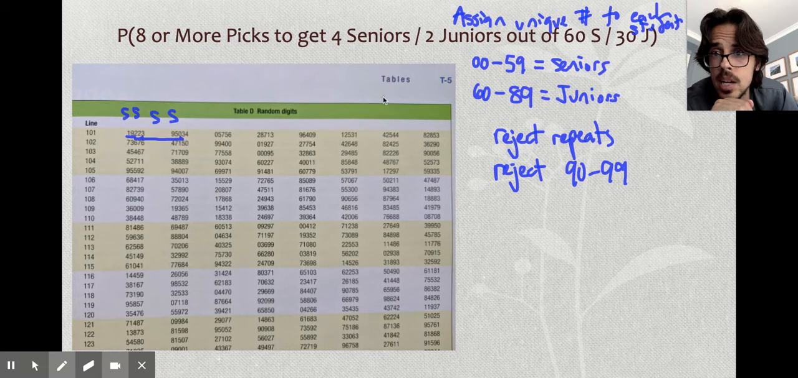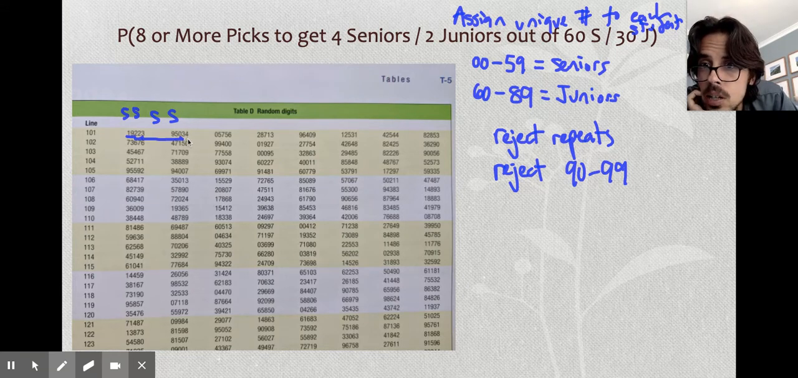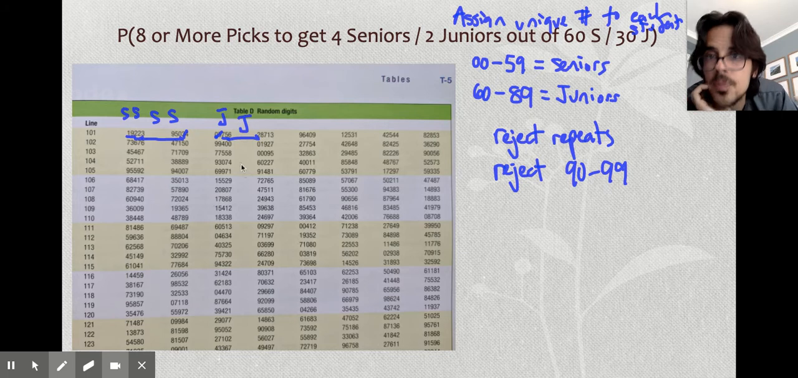Any more seniors that I get, I would want to throw away. 34 is another senior. It's kind of hard to see right here. Yeah, 34 is a senior, so they're out. 05 is a senior, so they're out. I have 75. That's a junior. And I have 62, that's a junior.